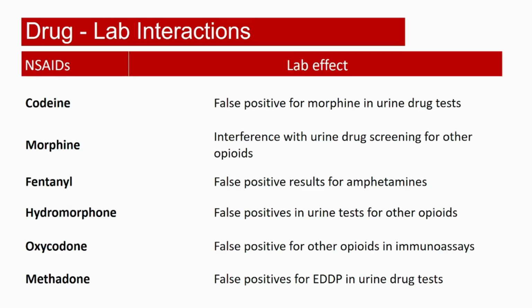And here are the drug-lab interactions, such as codeine can give you a false positive morphine test, and morphine can interfere with drug screening, and also fentanyl can give you a false positive for amphetamine. So these are a few more drugs that are known to interact in drug and lab interactions.